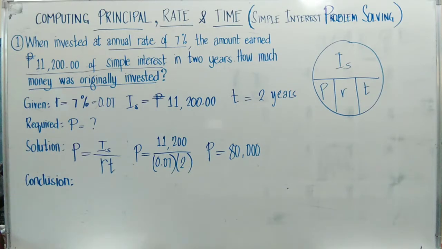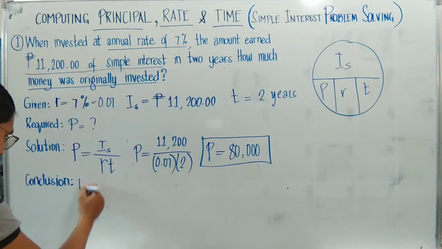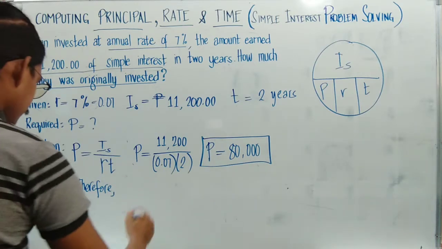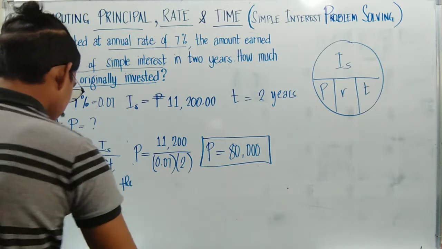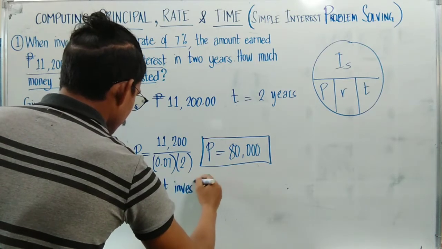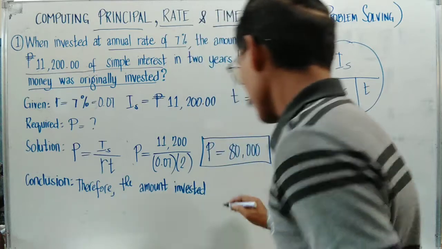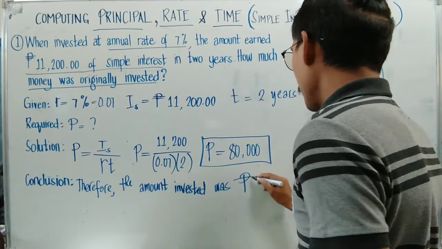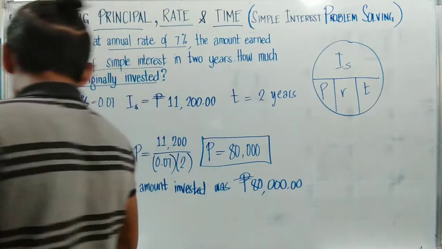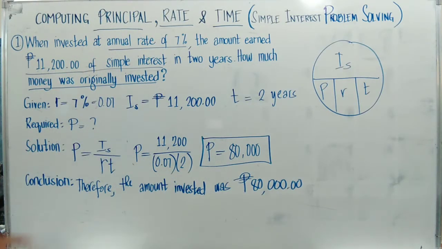For our conclusion, therefore, we can conclude that the amount invested was 80,000 pesos. So those were the steps on how to solve simple interest where the principal P is unknown.